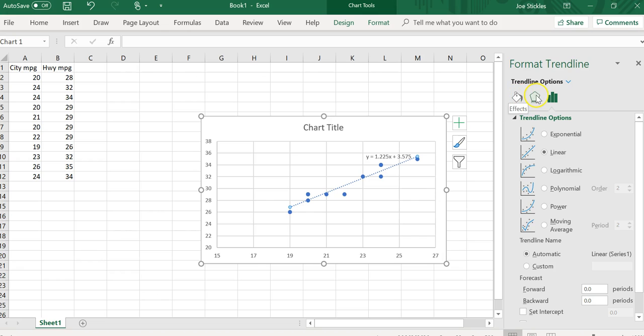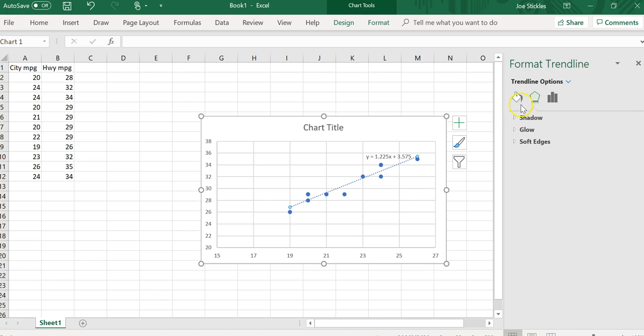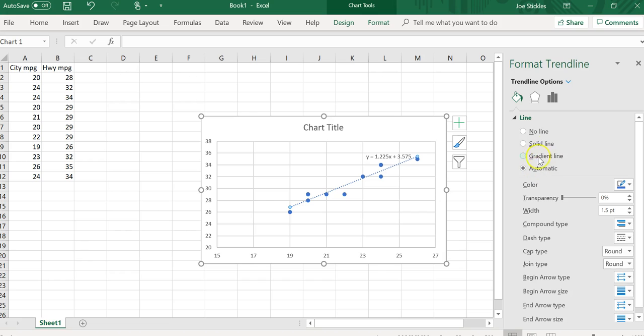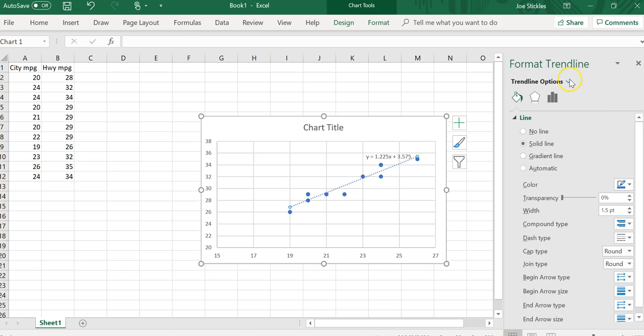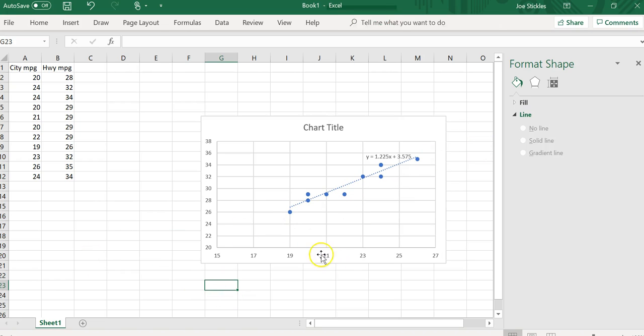So you can also make it solid rather than dashed. You could also put arrows on it if you really want to. There's all sorts of different things you can do. Whether or not you want to is a different question. For some reason I'm not finding where you can make it longer too. I think you can make it extend past the data, but that's okay.